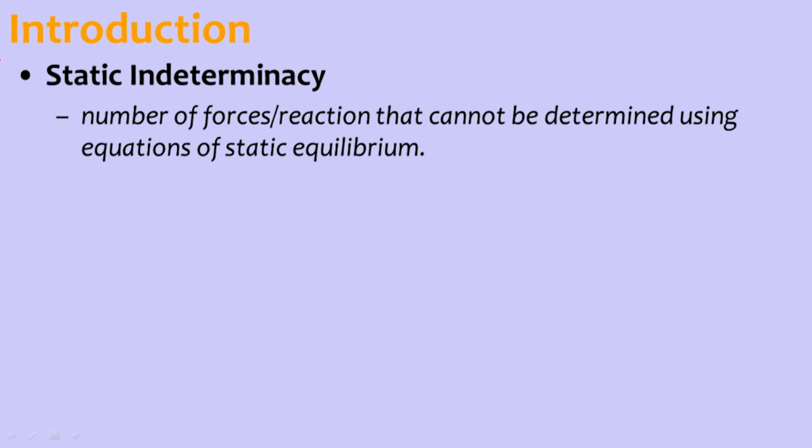For example, if I take a simply supported beam, here a hinge is there and a roller is there. At the roller, a vertical reaction comes, and at the hinge, a vertical reaction as well as a horizontal reaction comes. So three unknown reactions are there, and we have three equations of equilibrium: sigma H equal to 0, sigma V equal to 0, sigma M equal to 0. That means it is a statically determinate structure.